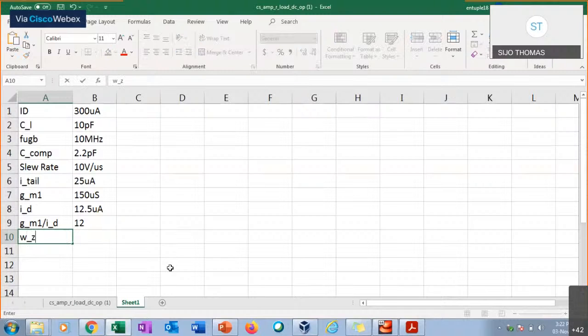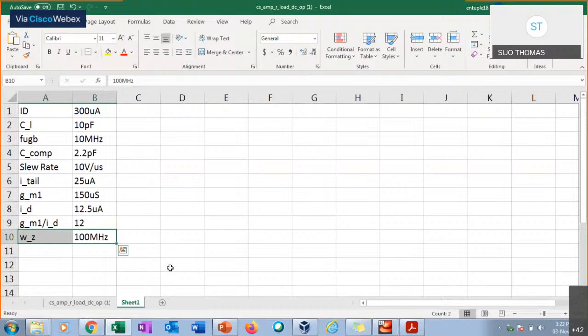So that is almost 10 times my unity, that is 100 megahertz. 10 megahertz is my unity gain frequency. So omega z is what we are trying to put a decade away from the unity gain frequency. So that comes around 100 megahertz here. So from that one, we know the omega z value. So omega z equation turns out to be GM7.